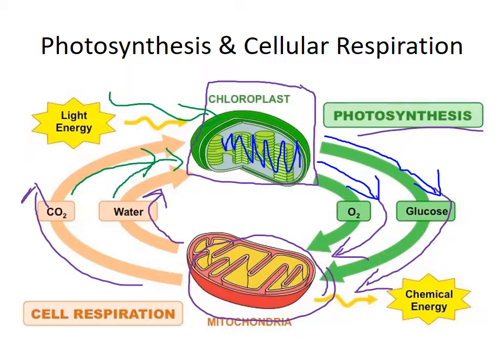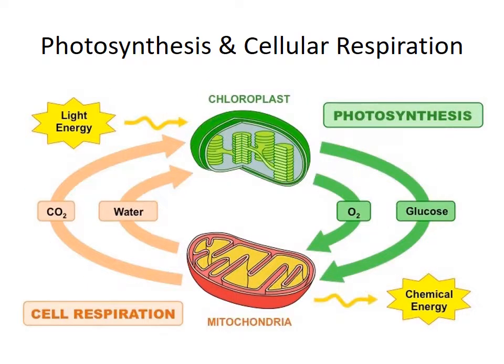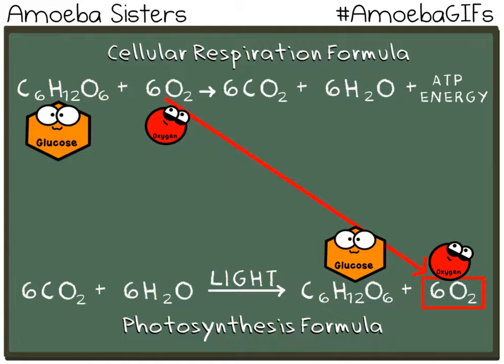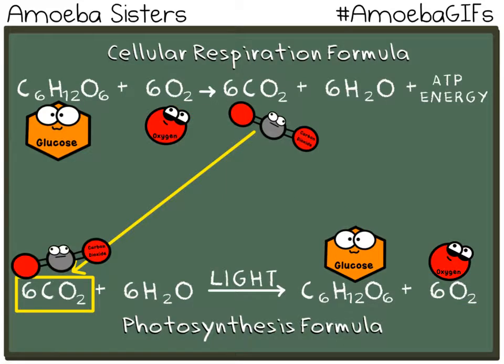Basically, the entire process, photosynthesis to cellular respiration, is one big circle. Keep in mind that plant cells also have mitochondria, so they can carry out both of these processes, cellular respiration and photosynthesis, in their cells. So go ahead and write down the formula for both photosynthesis and cellular respiration. Feel free to pause the video while you do this.